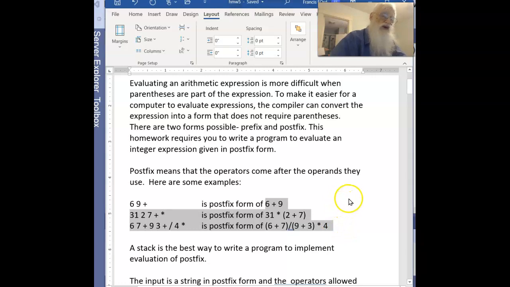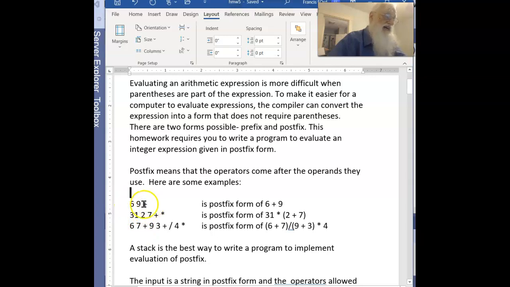So there have been two different ways of writing an expression that are equivalent to the infix, but make it so that the computer does not have to think about parentheses. One is called postfix and one is called prefix. I am using postfix in this homework. What postfix means is the operator comes after its operands, not between them, but after them. Over here we have 6 plus 9. Here we have 6, 9, and plus.